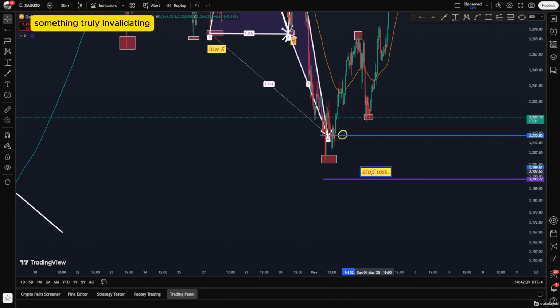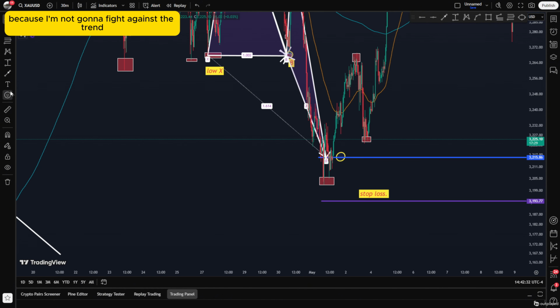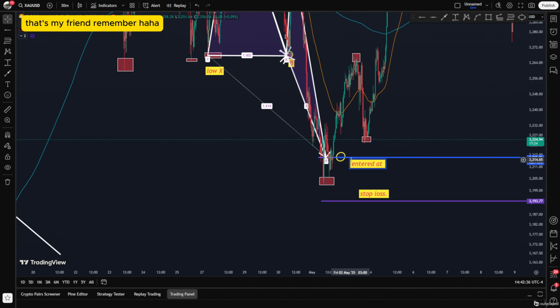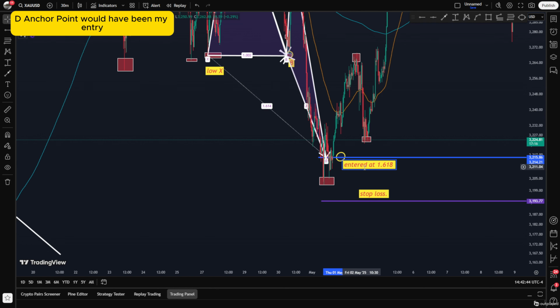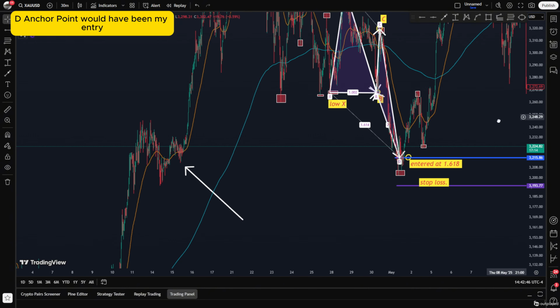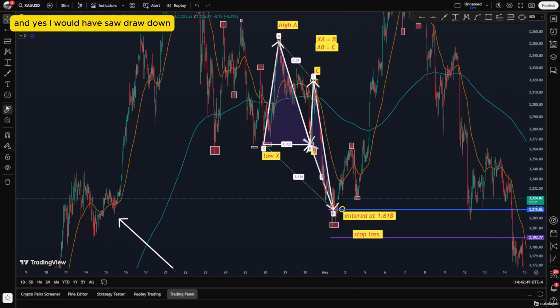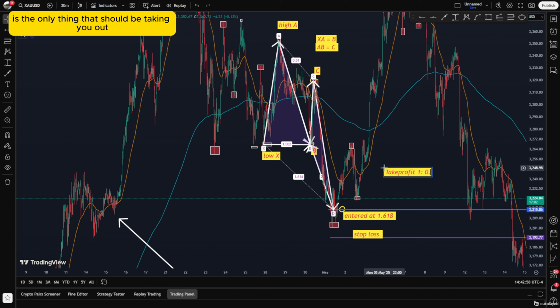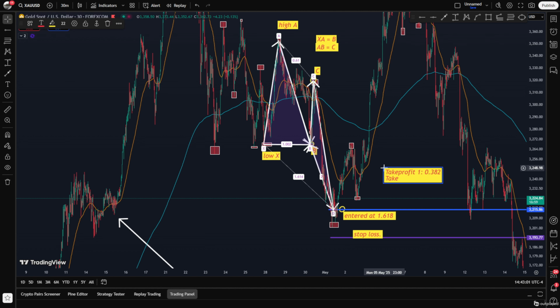Something truly invalidating, because I'm not going to fight against the trend. That's my friend, remember? The 1.618 Fibonacci D anchor point would have been my entry. And yes, I would have seen drawdown. But your stop loss is the only thing that should be taking you out.